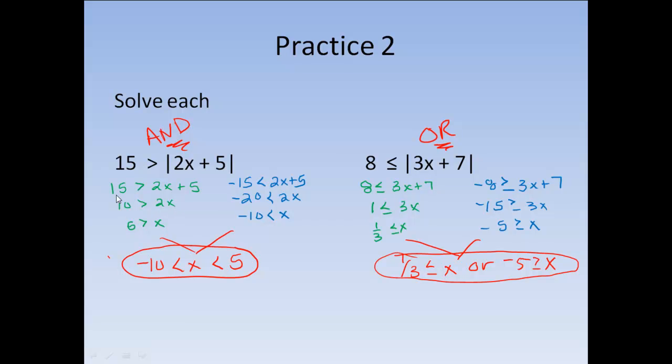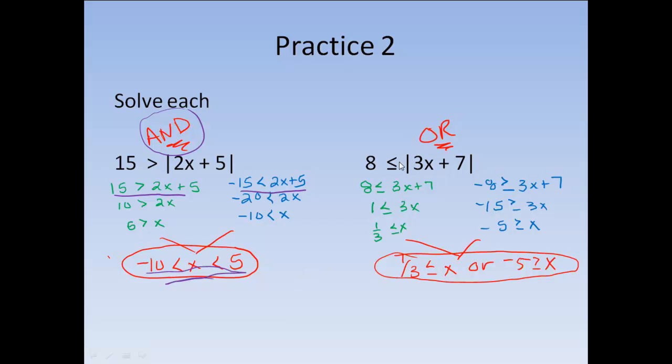Alright, on the first one I set up my two separate equations here, in the green and in the blue, solved each of those, and then I decided that this was going to be an AND because my inequality pointed at the absolute value. So I rewrote them as a compound AND statement.